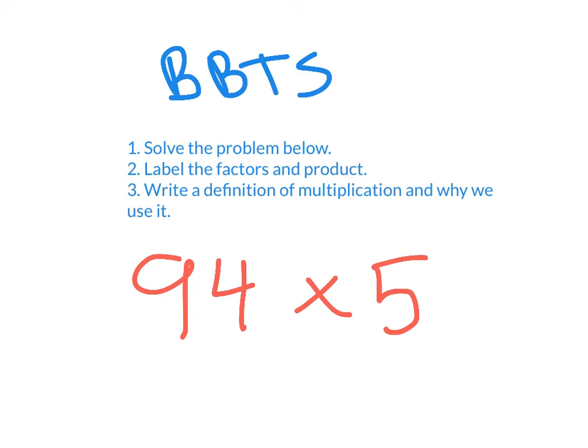What I'd like you to do is solve the problem below, 95 times 5, and then I would like you to label your factors and your product, and then write a brief definition of multiplication and why we use it, and I will also throw in a bonus here. Write yourself your own multiplication word problem. So you got a couple tasks to do, including the bonus if you want to challenge yourself, and I know you guys like challenges.